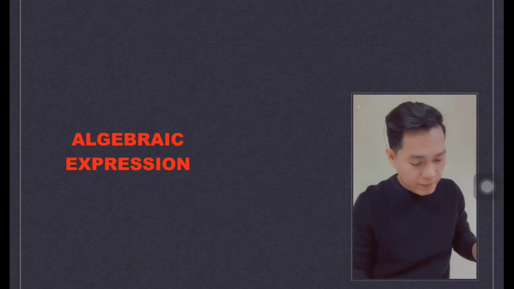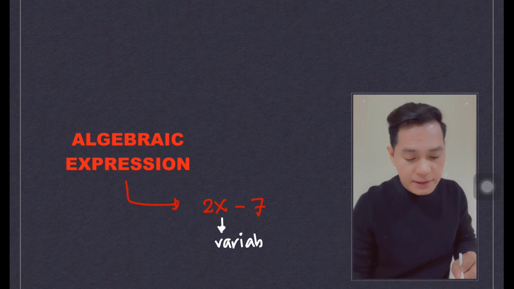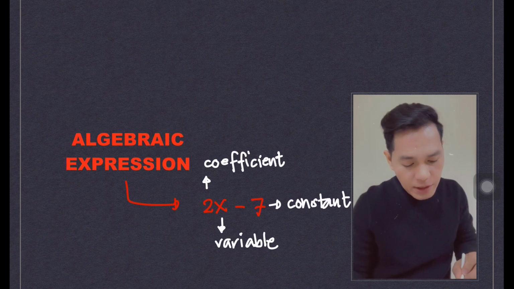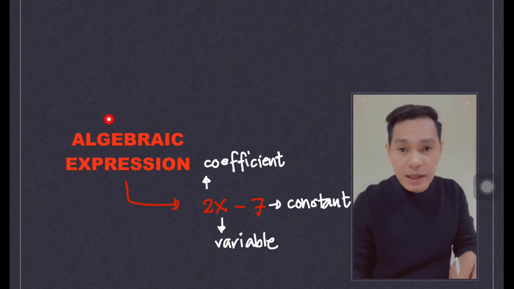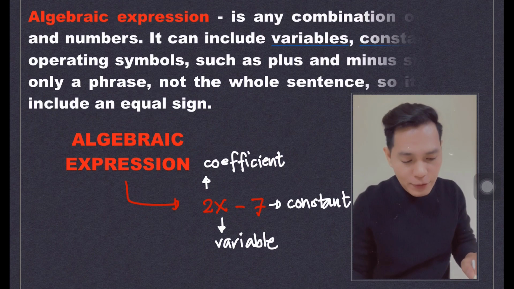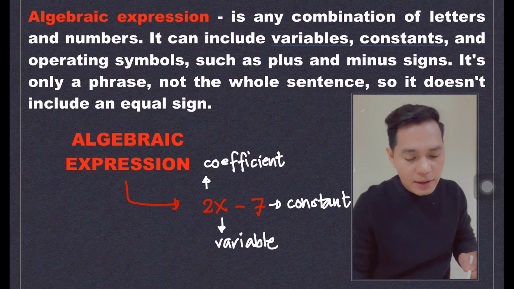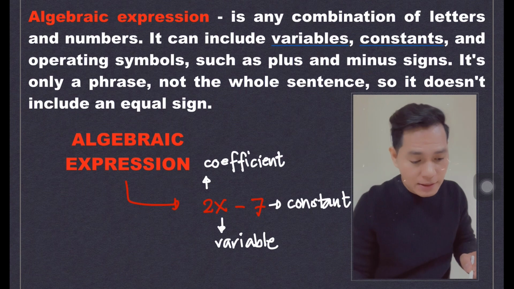So this is an example of an algebraic expression, which is 2x minus 7, wherein 2 here, we call it the coefficient, the number beside the variable. The variable is represented by x, meaning variables are letters. And then you have here the constant. When we say constant, it's only a number. When we say algebraic expression, it's a combination of letters and numbers. It can include the variables, constants, and operating symbols such as the plus signs or the minus signs. It's only a phrase, not a whole sentence, so it doesn't include an equal sign. So this is an expression. Okay?